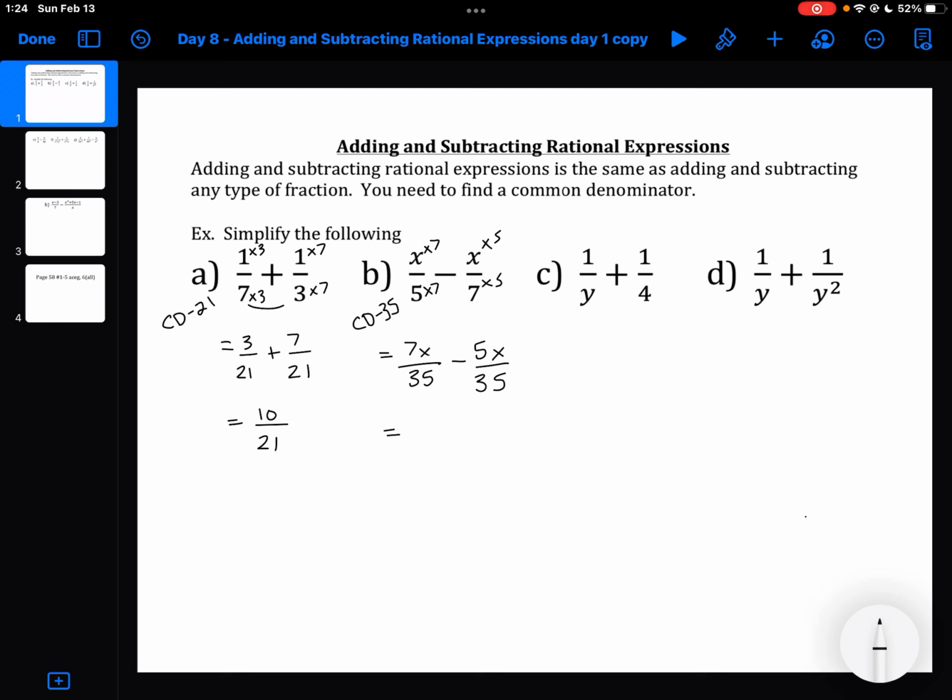Just like before, I'm going to subtract the numerators because that's the operation in between. So I end up with 2x over 35.